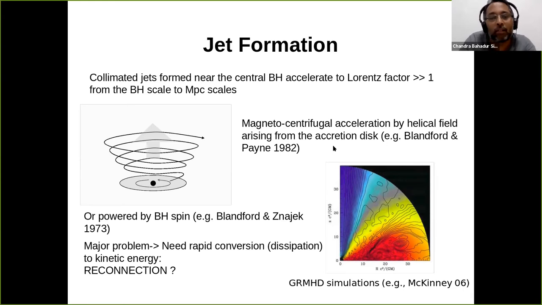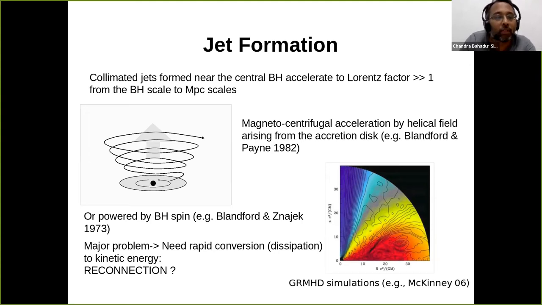Mainly there are two well-recognized processes, like magnetocentrifugal acceleration, which can cause the outflows from the accretion disk, while there is a possibility of powering the jet by black hole spin, or in another framework, it can also be driven by the ergosphere. However, these jets are quite stable, and it remains Poynting flux dominated, or in other words, magnetically dominated all along the flow.